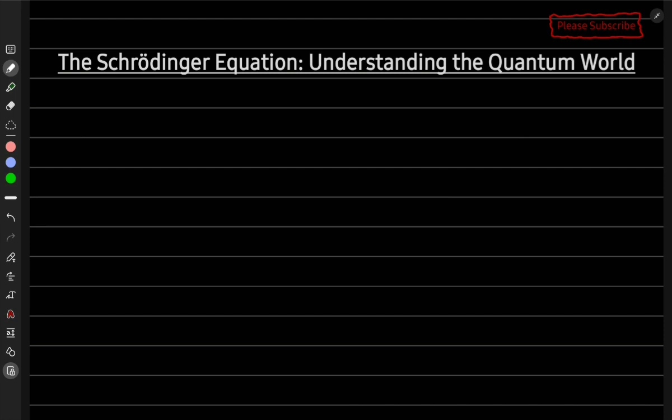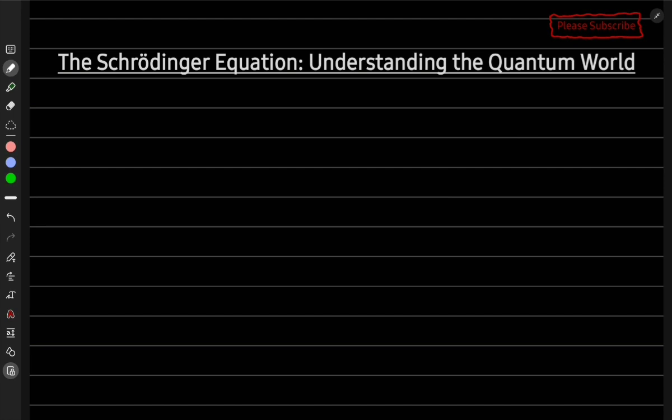So I'll start by saying that the Schrodinger equation is one of the foundational equations of quantum mechanics, and it describes the time evolution of a quantum state, which can be thought of as a mathematical object that contains all the information that we have about a physical system.